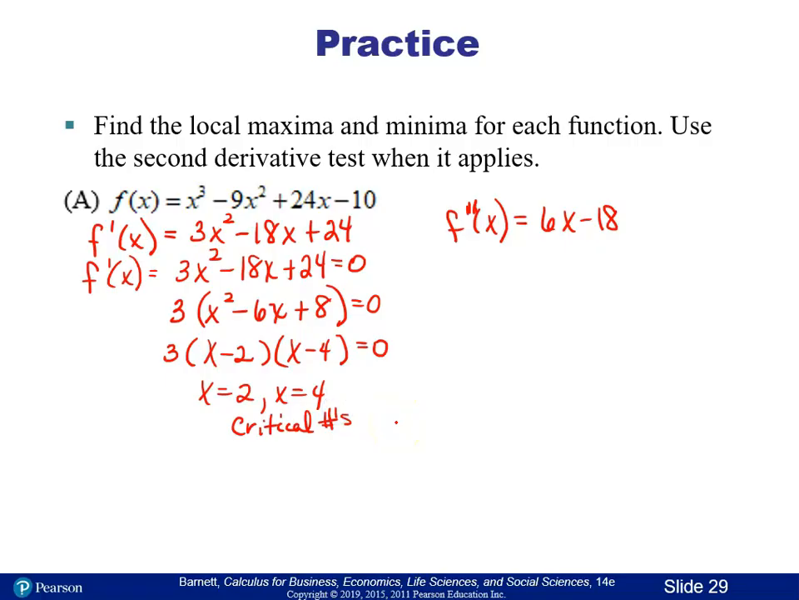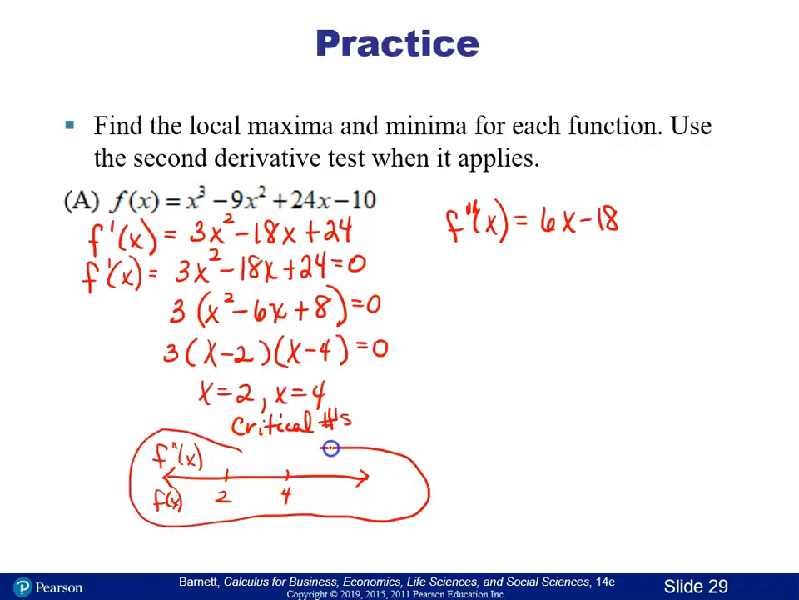Okay, so that part is kind of the same. Prior to this second derivative test, what we would do is we would do our number line, we'd put the 2 and the 4, and we'd look at our first derivative and our second derivative, and we'd figure out where it's increasing and decreasing, and that would tell us where we have local maximums and local minimums. Instead of doing this, we're going to replace this with the second derivative test.